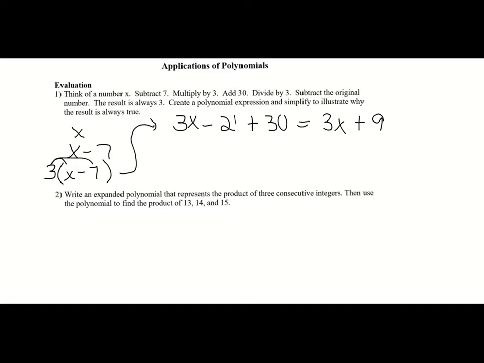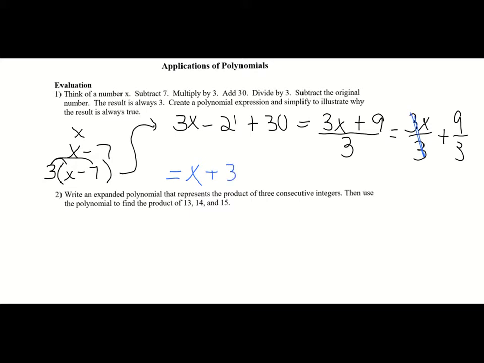Okay, and then step 1, 2, 3, 4 says to divide by 3. So we're going to take this expression and divide it by 3, which, if you recall, we can break up. It's dividing by a monomial. So 3x divided by 3 is going to give me x, and then 9 divided by 3 is going to be 3.